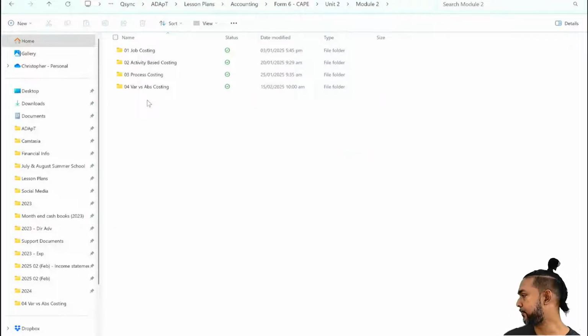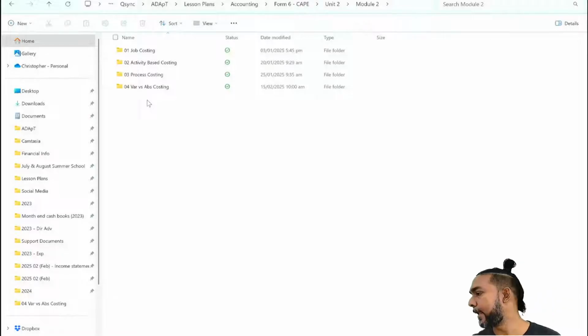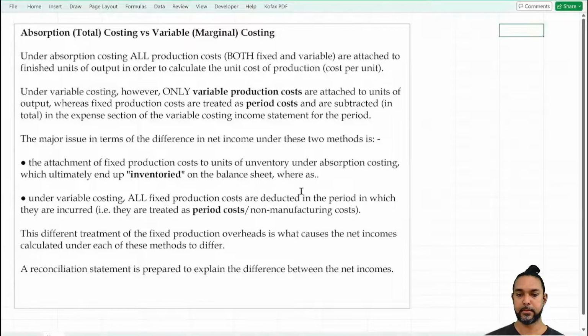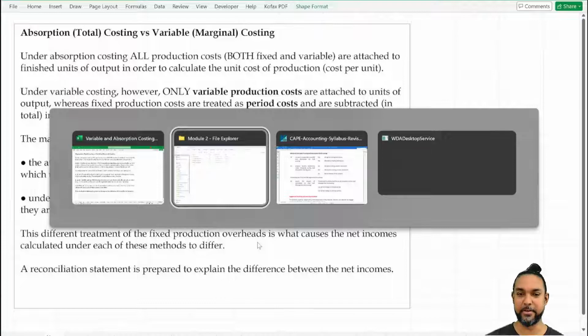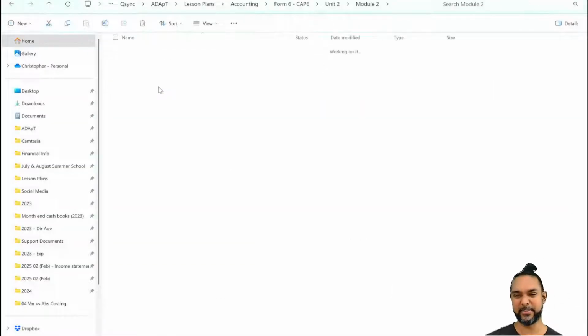Yes, Keisha, what's up? You had a part of something called inventory. Right, inventoried. Yes, the attachment of fixed production cost to the units of inventory. Yes, sorry. Thank you. Inventory, boy. Whereas, right. Thank you. Okay, maybe I should send over the picture then. All right, I think we could forgive that little one, right?